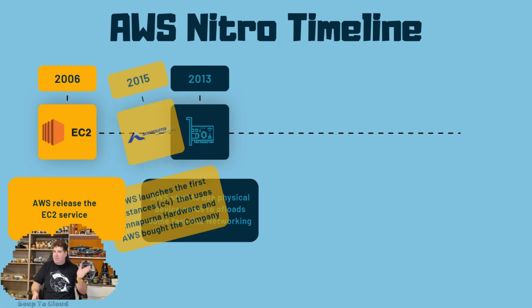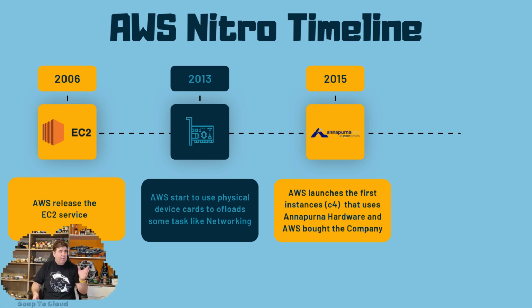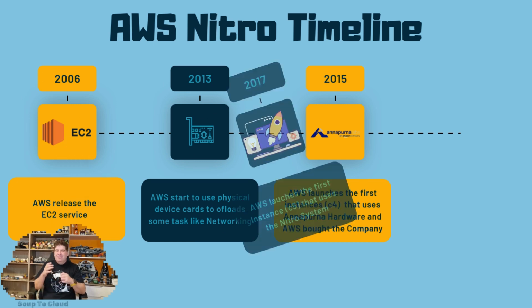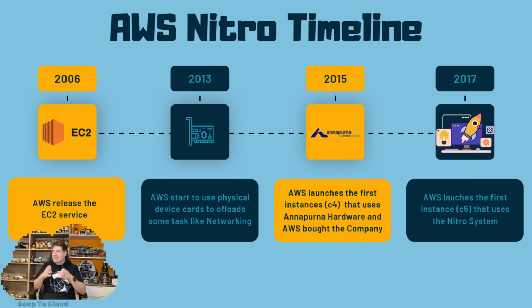In 2015, they launched the C4 instance, and at first they used the Annapurna hardware. At that moment AWS bought the company, Annapurna, because they knew it. They launched the C4 at the beginning of 2015, and at the end of 2015 they bought the company to release their own hardware. And in 2017, they launched the first instance that used the Nitro system, the C5.